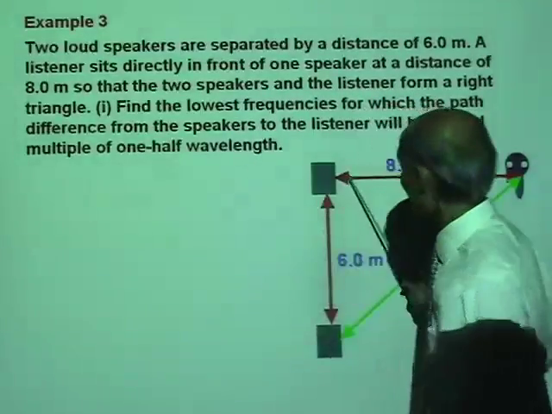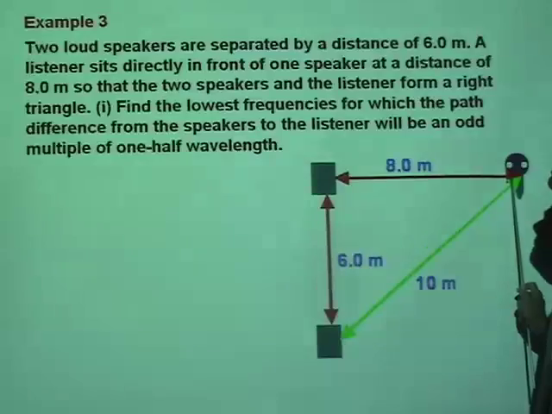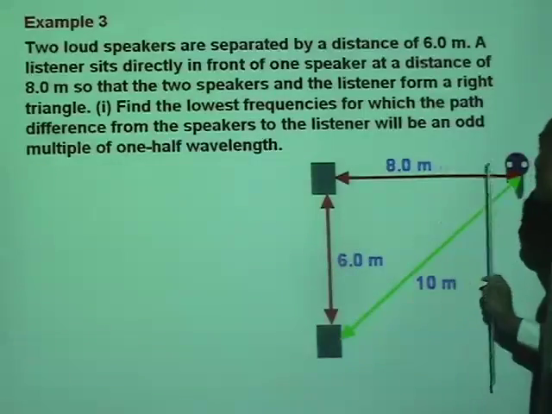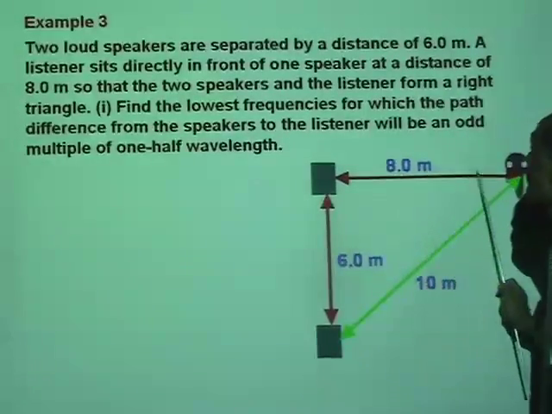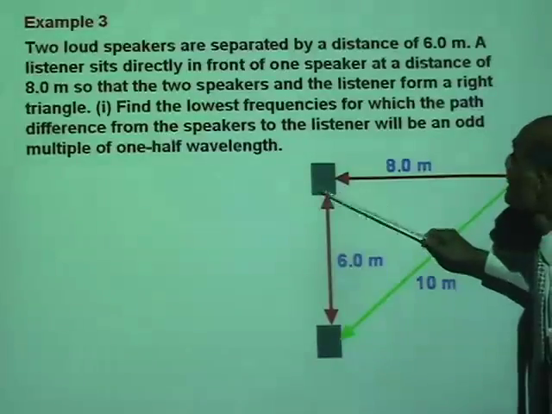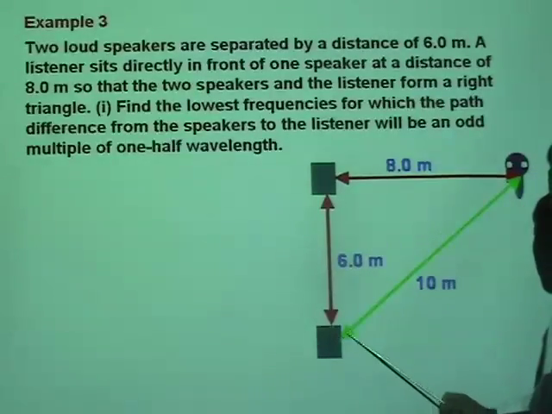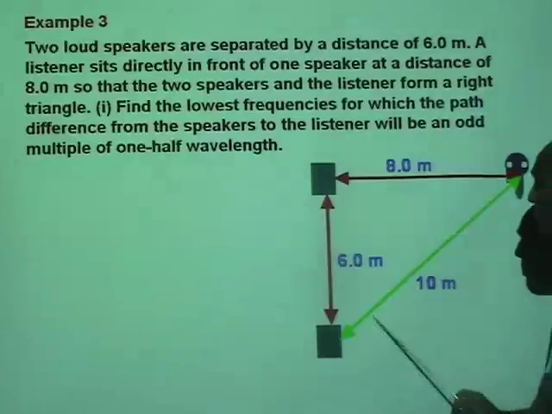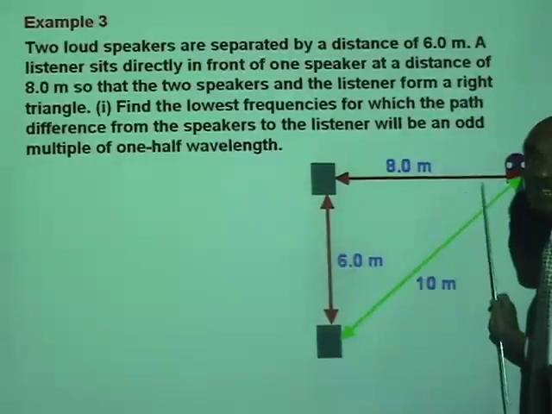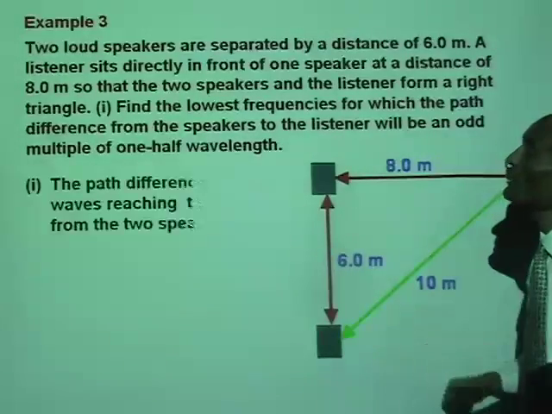Alright, what are the given situations? This is the given situation. Two loudspeakers, these are the two loudspeakers, and here is the listener listening to the two sounds coming from the speakers. Now the listener is 8 meters from one speaker, that is, this is 8 meters, and the two speakers are 6 meters apart. That means the distance of the listener from the second speaker is this. That is the hypotenuse of this right triangle. If this distance is 6, this is 8, then that hypotenuse is 10 meters. Alright? So once you figure out the diagram, we can now start the problem.